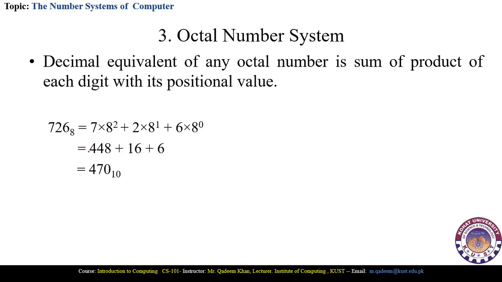So it is equal to 448 plus 16 plus 6. When we sum all these three values, the result will be 470 with the base 10, which is our decimal number. So the octal number 7 2 6 is equivalent to 470 with the base 10. So this is the decimal number here. This is quite an easy way to convert octal numbers to decimal numbers, but you just need to compute the powers of all these values.